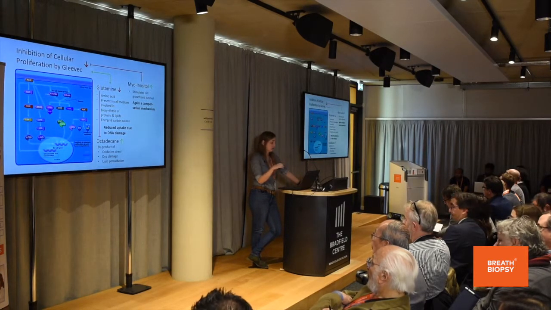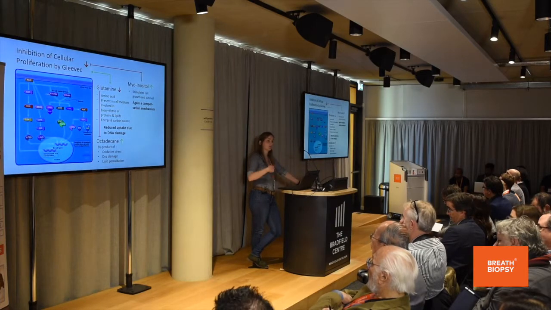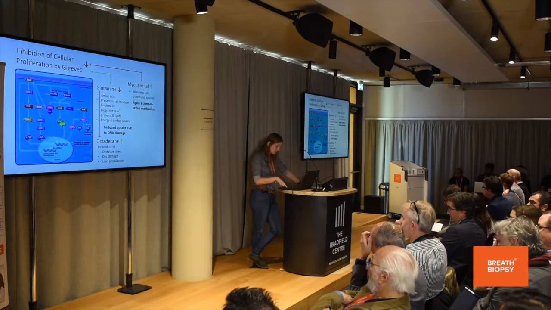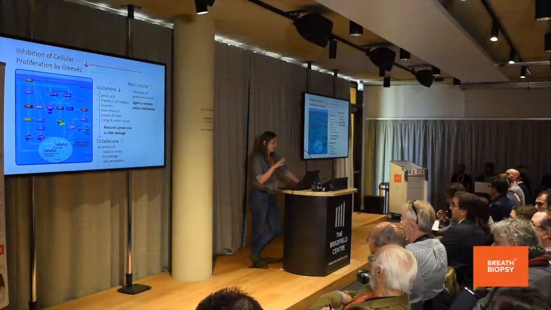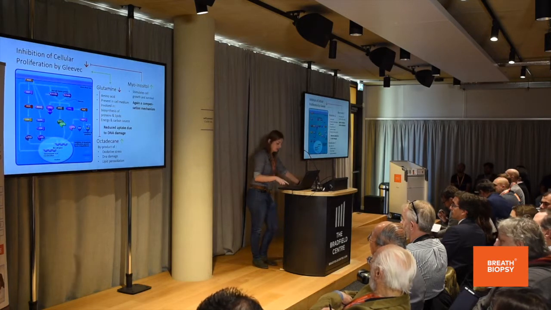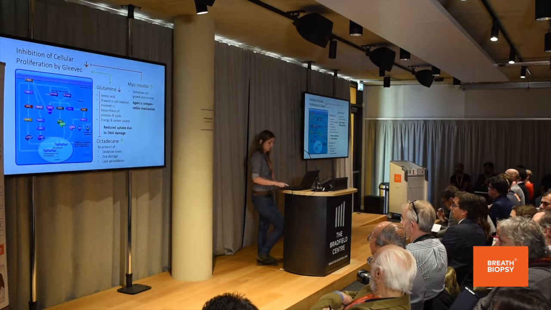Glutamine is negatively correlated with octadecane, so that means that octadecane goes up after exposure. And we've seen already that this is a byproduct of oxidative stress, probably also DNA damage. So we can probably, maybe, I should say maybe, use octadecane as a measure of oxidative stress or DNA damage. So these are two examples.